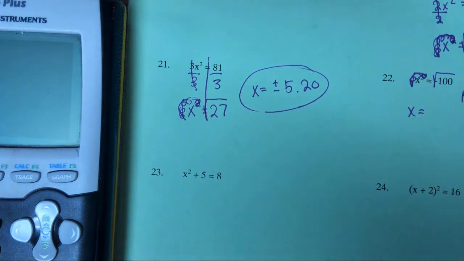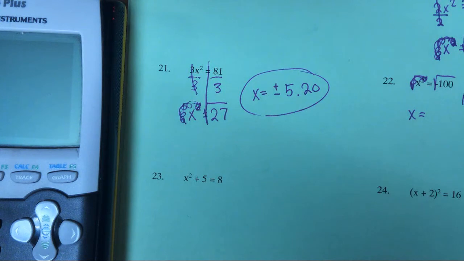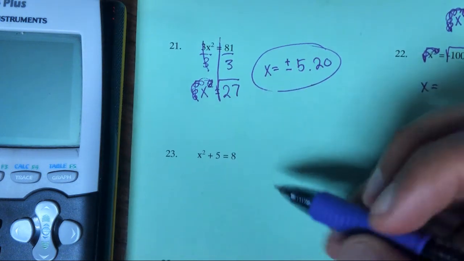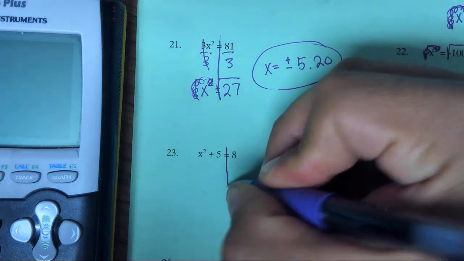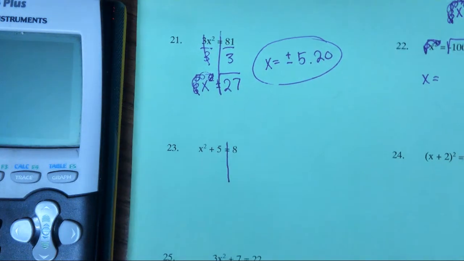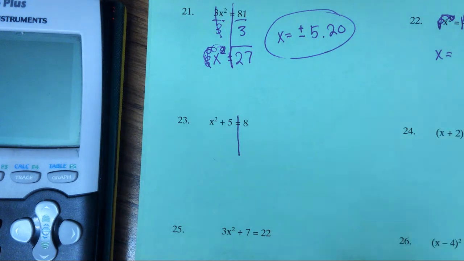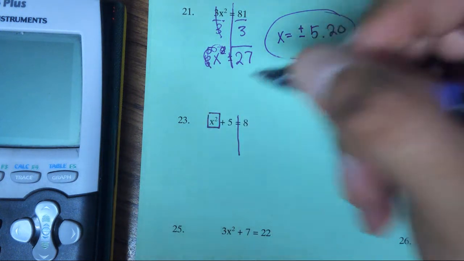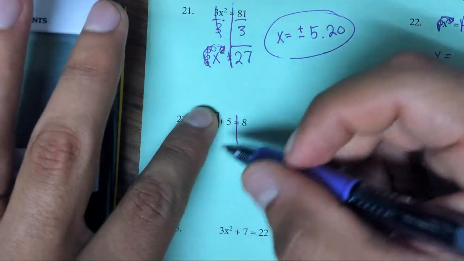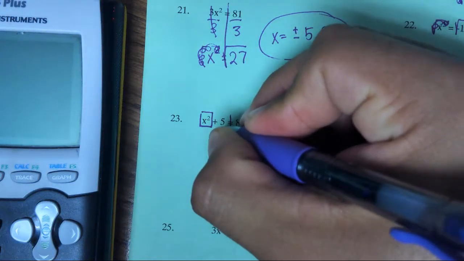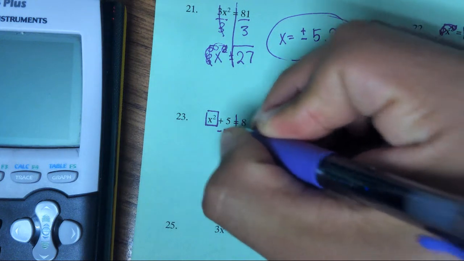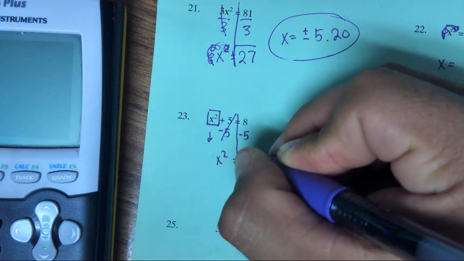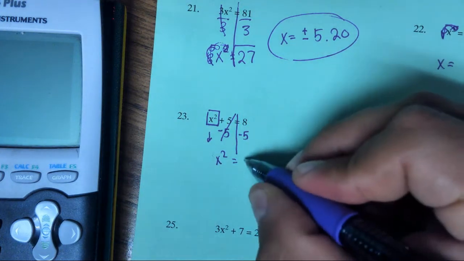Alright, so I guess we'll solve 23, and then I'll look at one of these, either 24 or 26. Alright, so 23, set up very, very similar. With 23, again, my end goal is to get the x squared by itself. So I'm going to box this in, cover this up. We need to get rid of plus 5, so we do minus 5. That goes away. This comes down, and then 8 minus 5 is going to be 3.